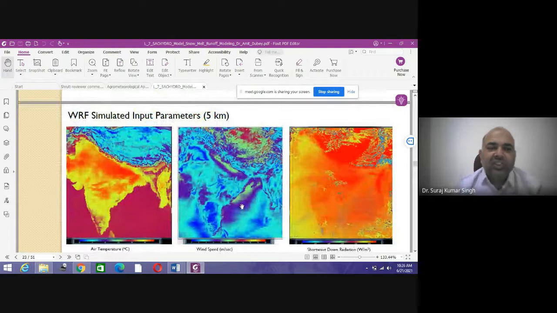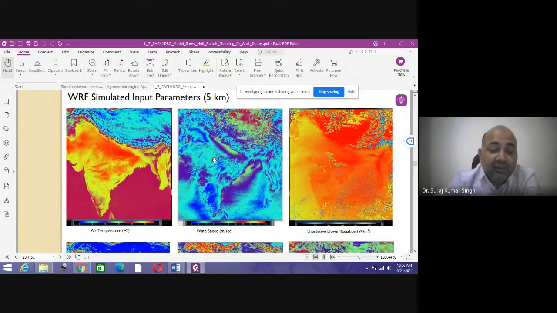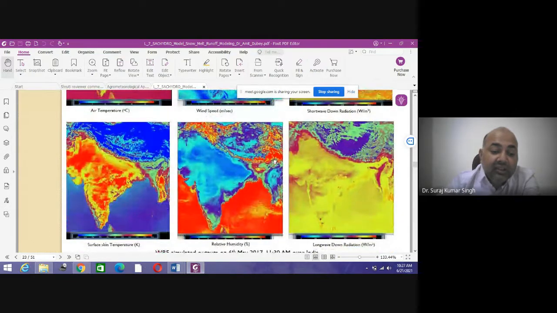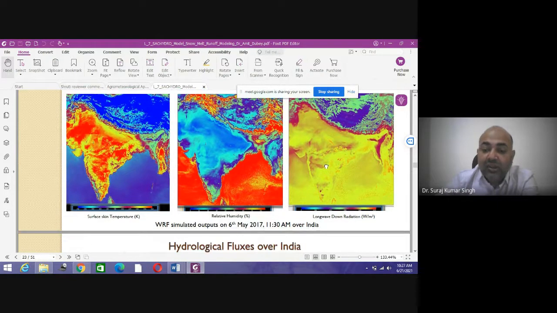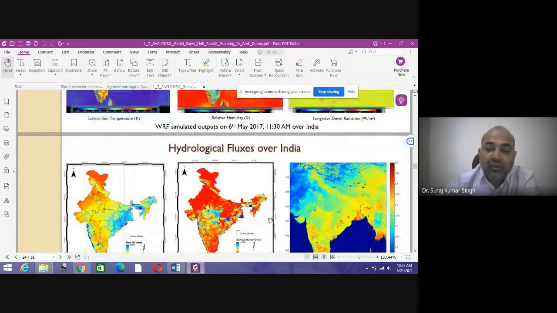Using those input parameters, we'll be creating various rainfall simulation models where we'll map our air temperature. What is the air temperature of India? We can see using such satellite images. Then what is the wind speed? Then what is shortwave down radiation, the sunlight radiation? Then you have the surface skin temperature. What is the temperature over the various parts of the country? Which areas have high and which have low surface temperature? Then relative humidity: what is the relative humidity in the area? And then longwave down radiation. So all such parameters can be easily obtained for creation of this hydrological model.